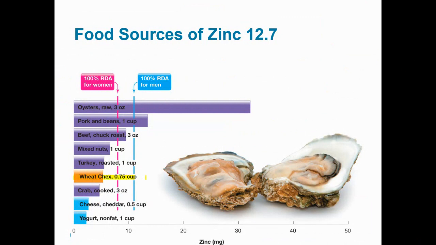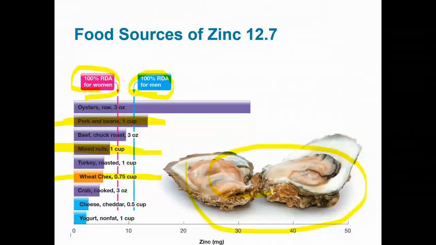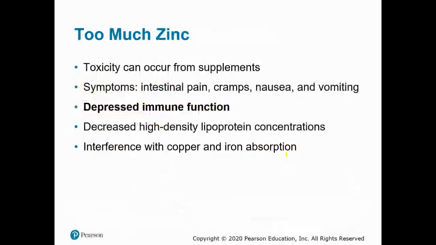So let's see, they're just going to show a fortified whole grain here. Yeah, so for the RDA for males, this is interesting, a cup of pork and beans. Also, mixed nuts are going to give you some zinc. For the RDA for females, 1 cup of mixed nuts would almost meet the RDA for the day. Small amounts from dairy products. If you eat an omnivorous diet, especially if you like oysters, just 3 ounces of raw oysters would far surpass your zinc needs for the day.